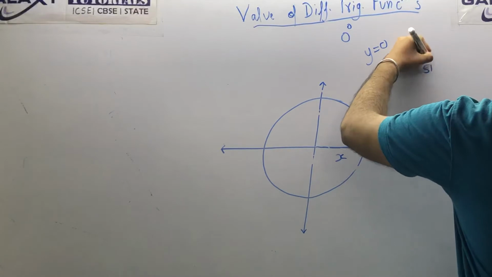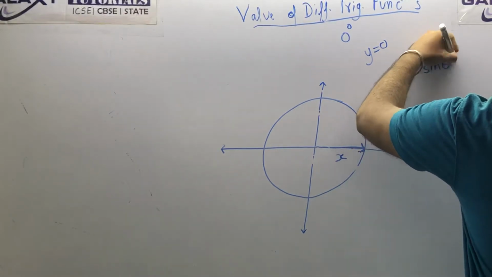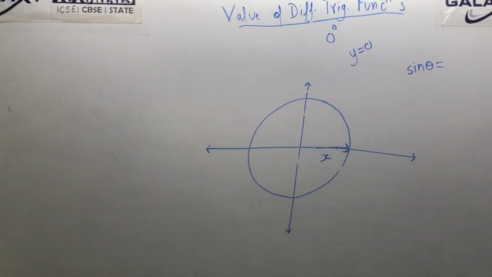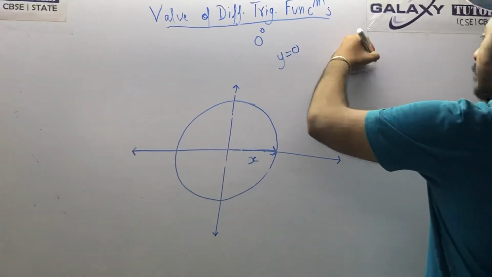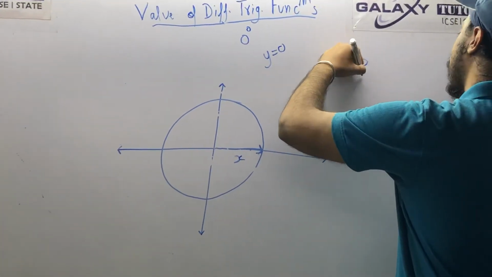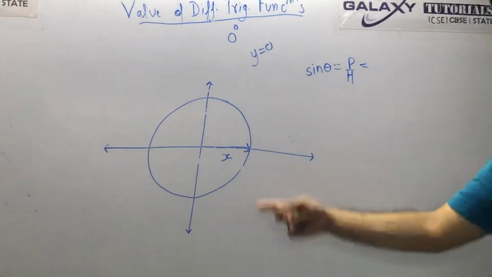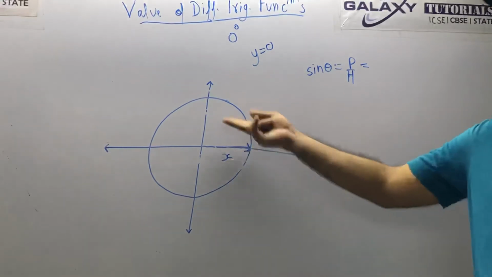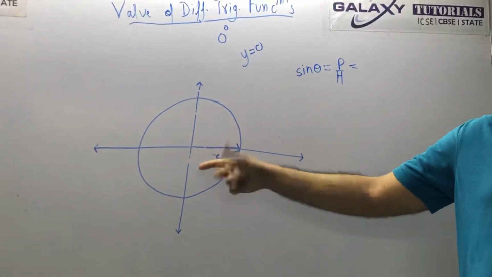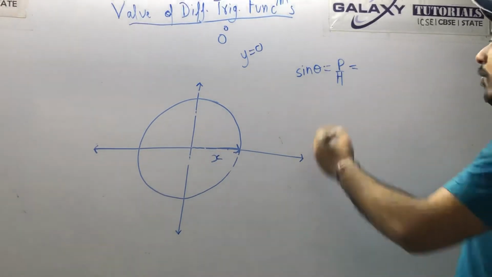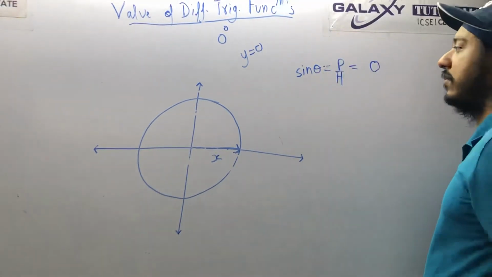Sine theta. Sine theta is perpendicular upon hypotenuse. So what is the value of perpendicular here? There is no perpendicular. Can you see any perpendicular here that I can drop? Because both initial and terminal ray are lying on the same direction. So perpendicular will be 0. So sine theta is 0.